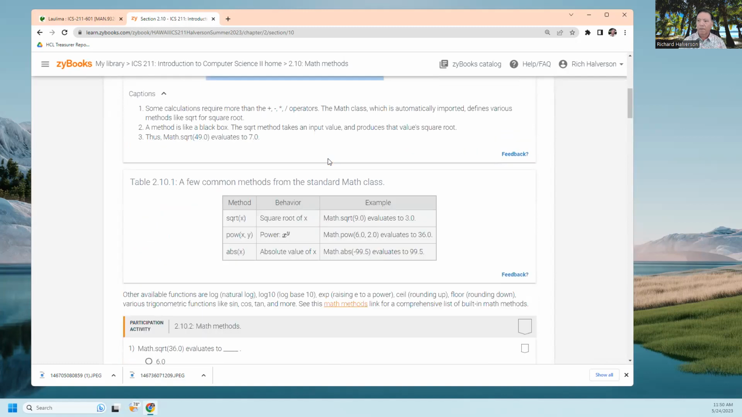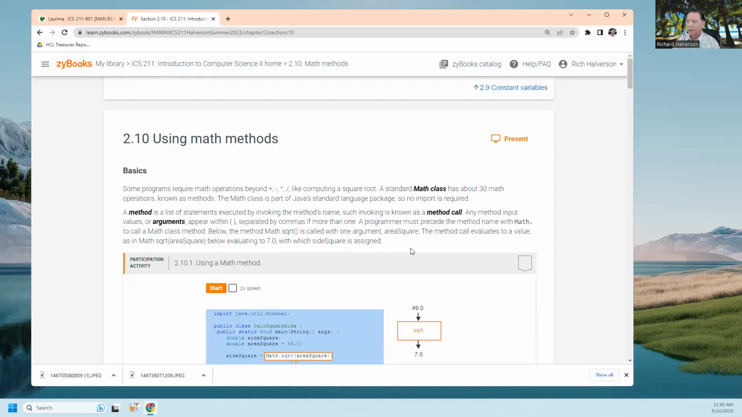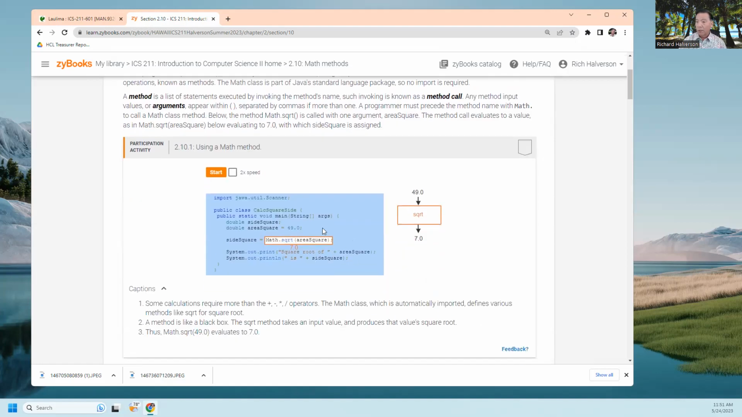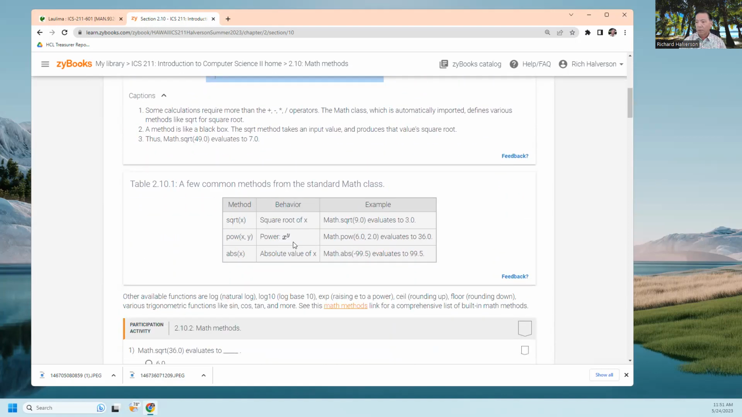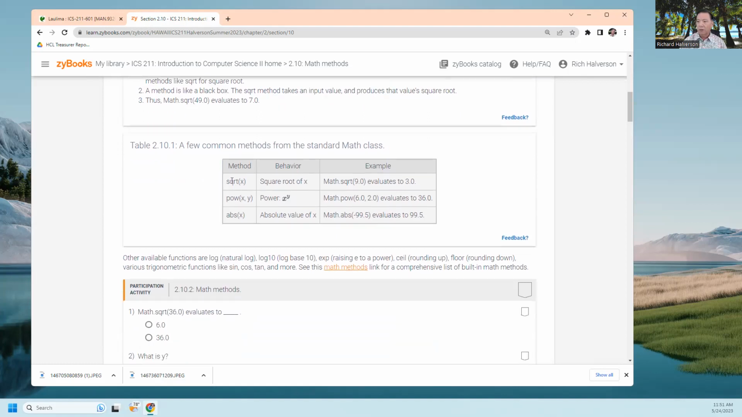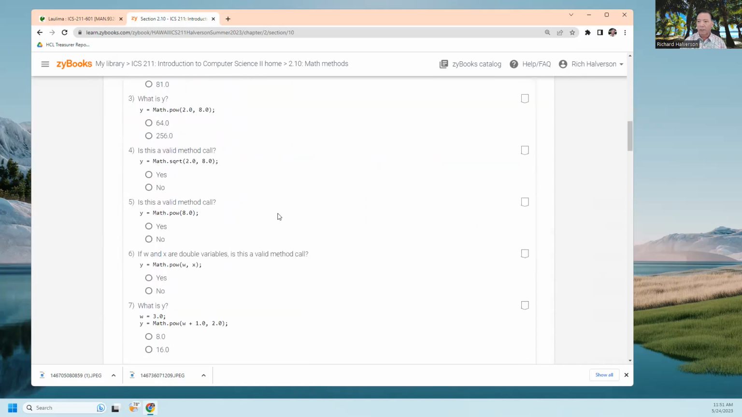Math methods are just like in any other language. There's a math class, and you do math dot and then the name of the method. Sometimes you put parentheses even though there are no arguments, and they return a value, so you can use them on the right side of an assignment statement. If there are arguments, these are the same in every language, pretty much. There's square root, x to the power, absolute value, and so on. So go through this, make sure you understand everything.